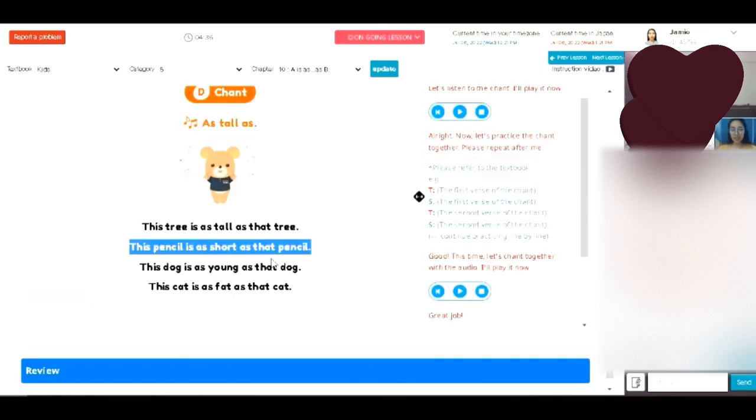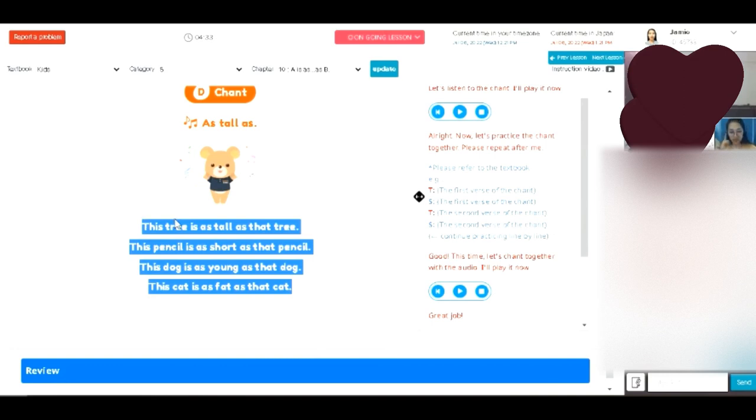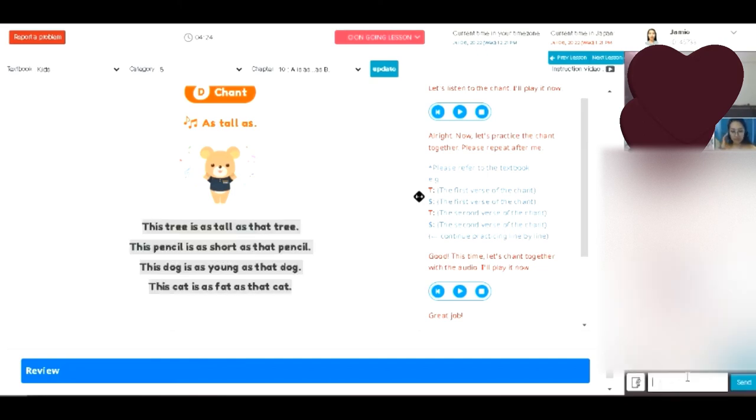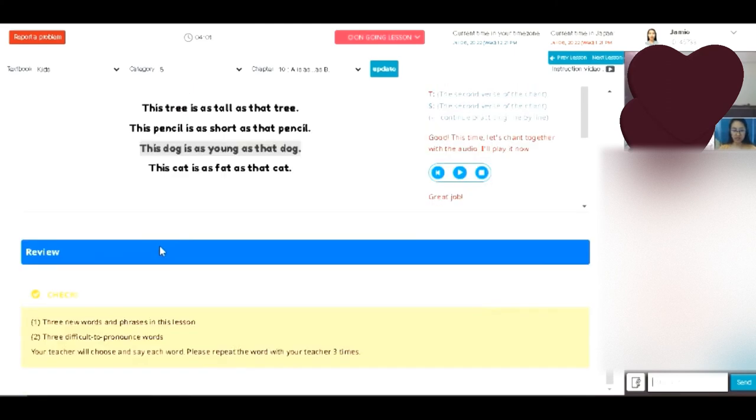Okay, one more time. Let's repeat again. This tree is as tall as that tree. This pencil is as short as that pencil. This dog is as young as that dog. This cat is as fat as that cat. Okay, can you please repeat this one? This dog is as young as that dog.